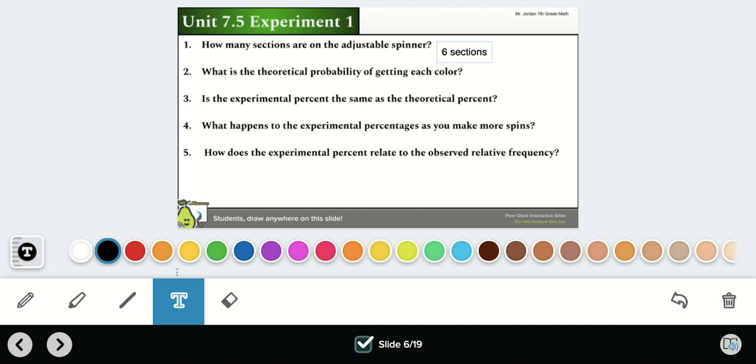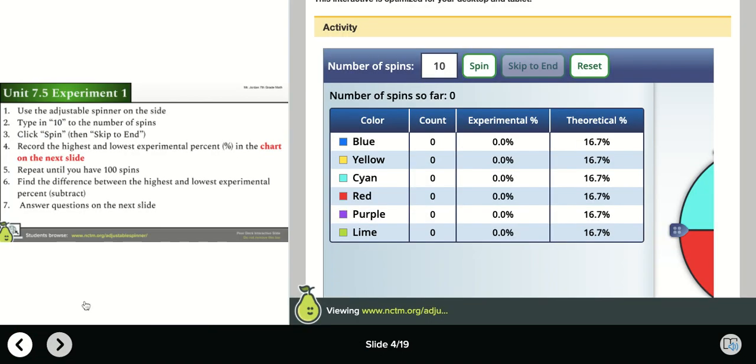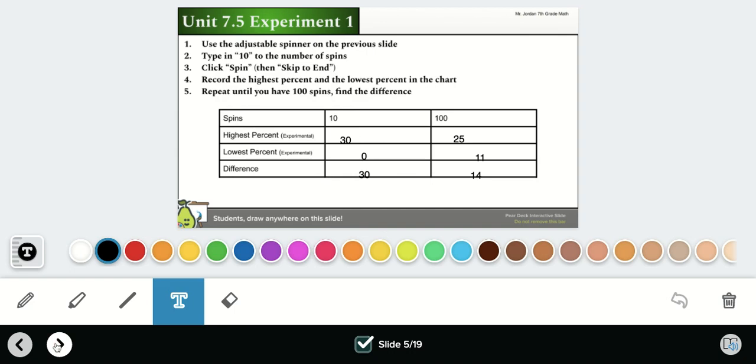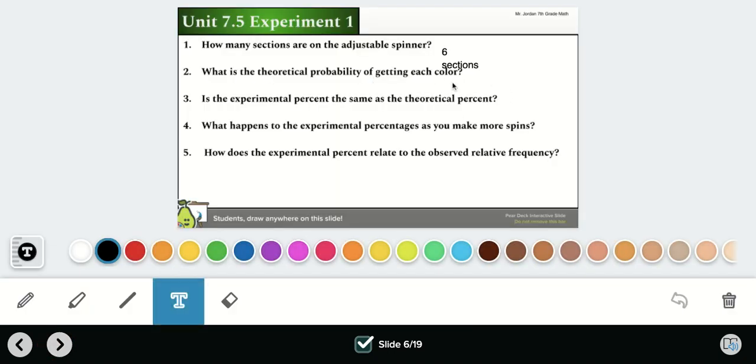What is the theoretical probability of getting each color? If we look at that, it shows it on the chart here. It shows a theoretical percent, and they're all 16.7%, since there's 100% altogether divided by 6, and 100% divided by 6 is 16.7%. So what is the theoretical probability? I'm going to write 100% divided by 6 equals 16.7%.